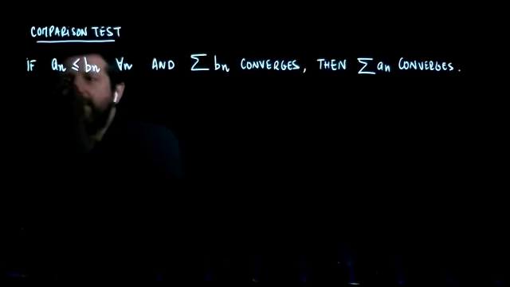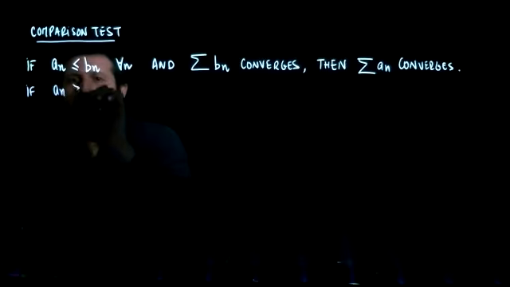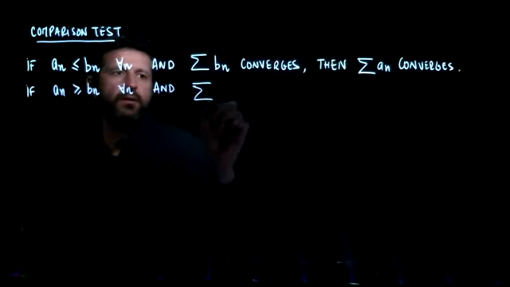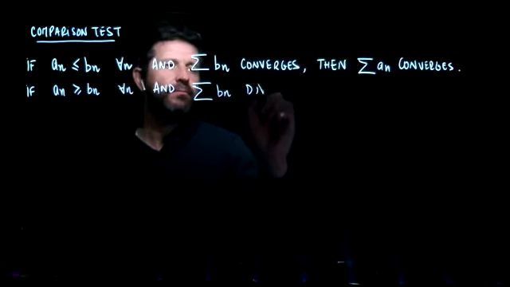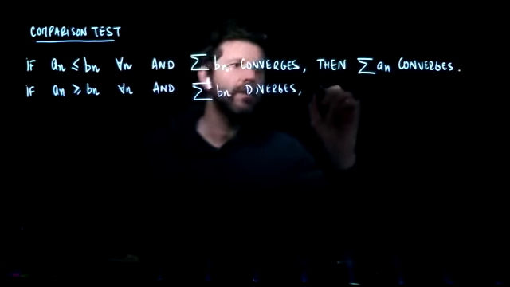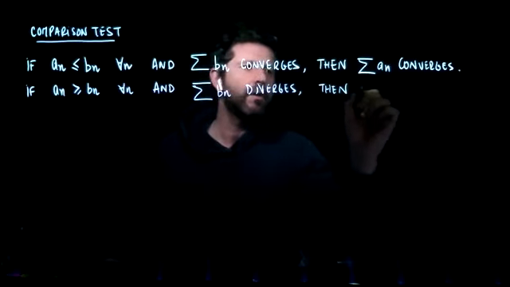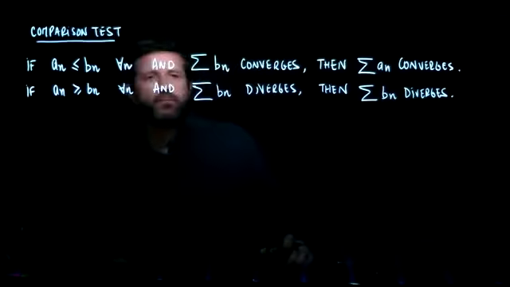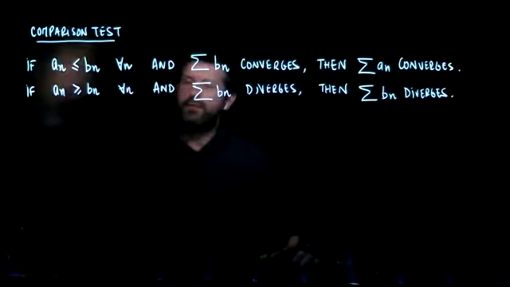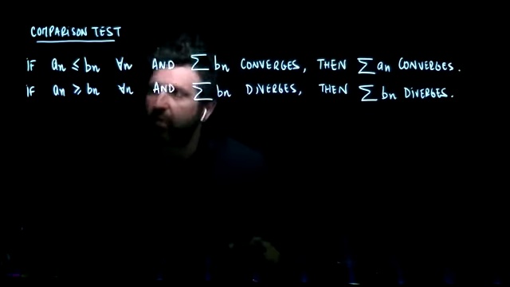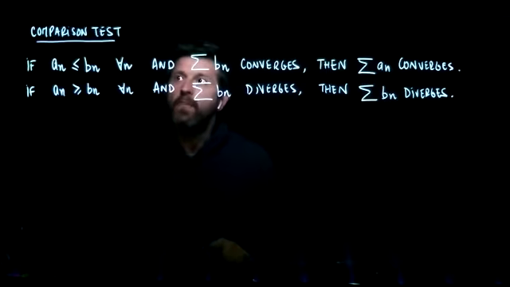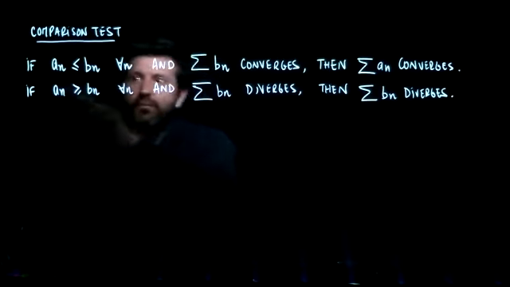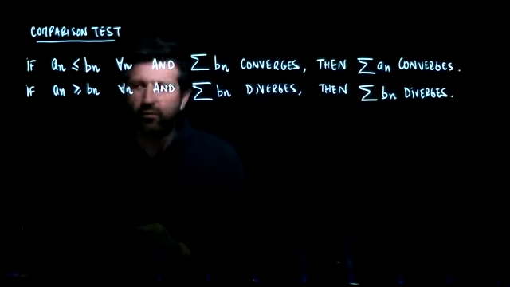And the second statement of the comparison test is that if an is greater than or equal to bn for all n, and the series bn diverges, then the series an diverges also. That's the whole thing. This is the comparison test. Of course, we're talking just about positive terms, okay? We didn't start talking about negative terms yet.